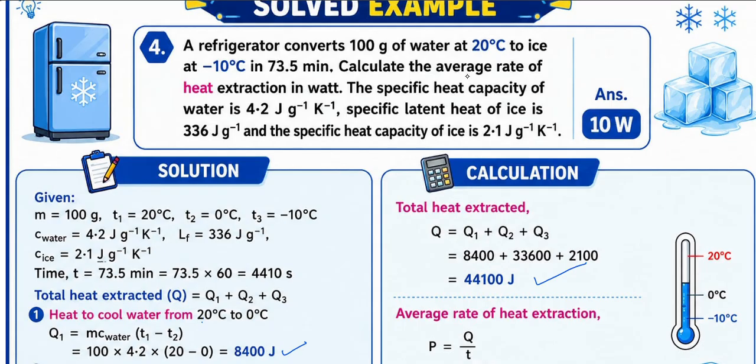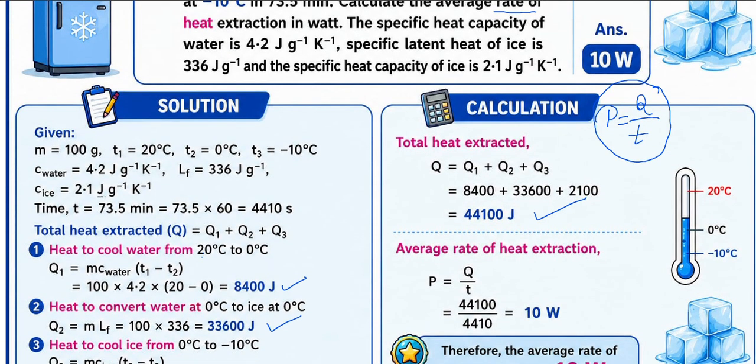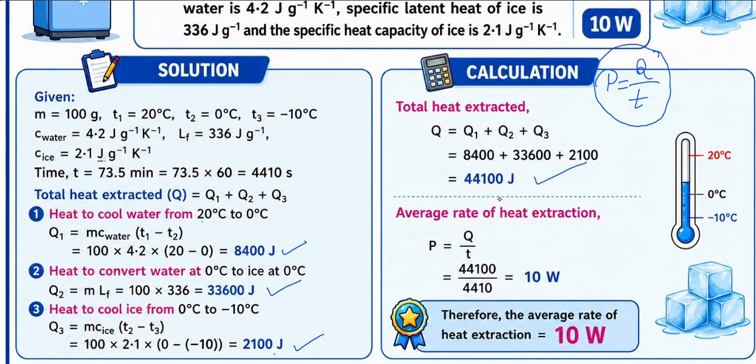So what do you have to calculate? The average rate of heat extraction. Whenever it is written rate, it means per unit time. Rate of what? Heat extraction. Heat is represented by Q, so you have to calculate Q upon T. This Q upon T represents power, and you can see the answer is in watt, which is the unit of power. In this way you can identify which formula you have to apply. So heat extraction in watt: P equals Q upon T. Now you have the total heat extracted, Q, 44,100 joule. Put this value in the formula, and T is 4,410 seconds.